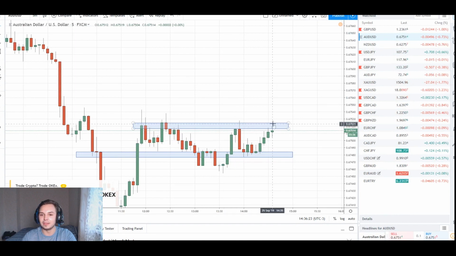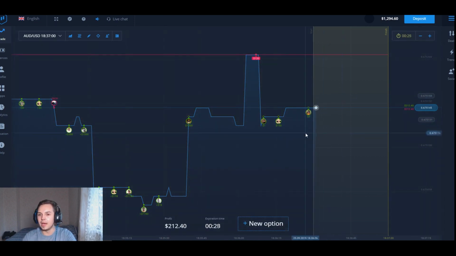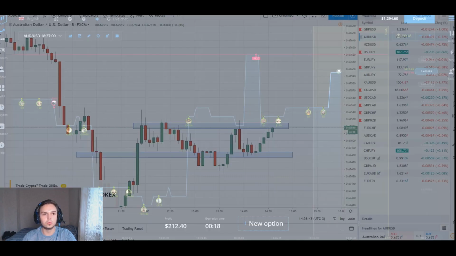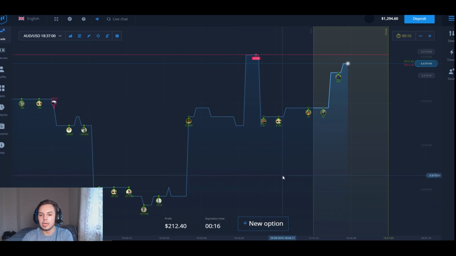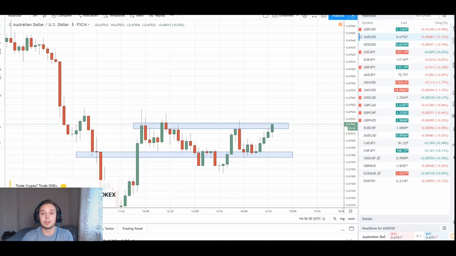AUD USD, as you can see, touched my resistance zone. We placed that trade. It's on a little pullback, and it should be going down, hopefully. So let's see. The profit would be $212. Ooh, it's going up a little bit. What's going on? So if it goes up, we're gonna do a 240 trade instantly, and look, that's what's happening at the moment.